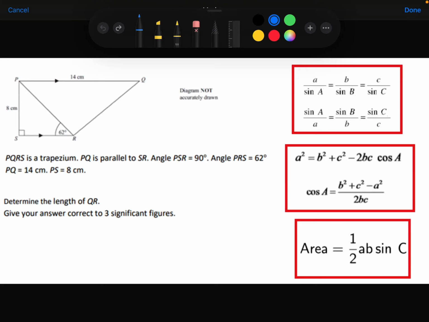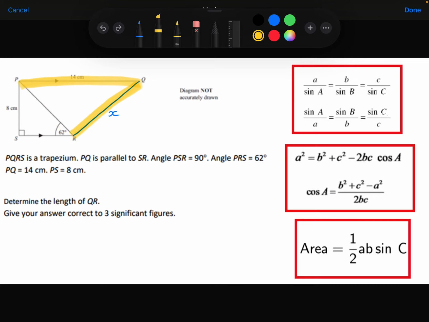We need to work out the length of QR. So Q to R is this length here, so I'll call that X. Now I'm looking at the triangle that involves QR, so that's looking at this triangle here.